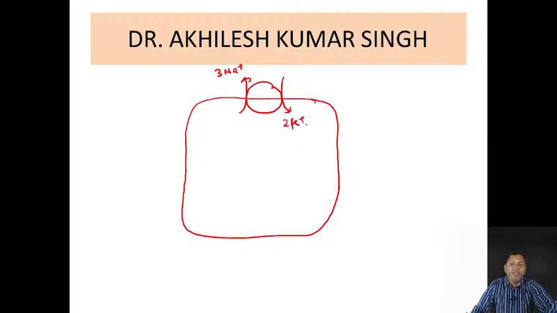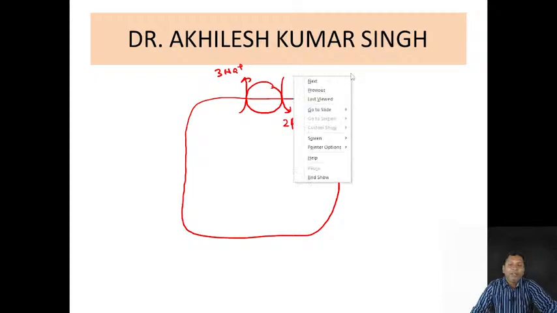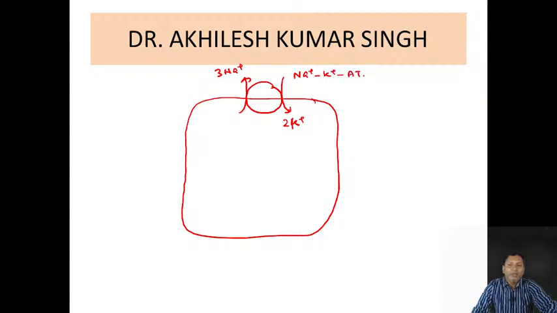And the name of this pump is what? This pump is called the sodium potassium ATPase. It will pump 3 sodium out of the cell and 2 potassium inside the cell. So the sodium potassium ATPase is an example of primary active transport.